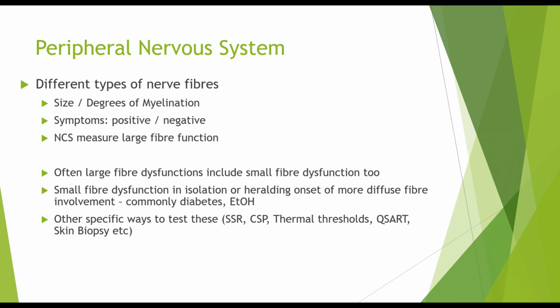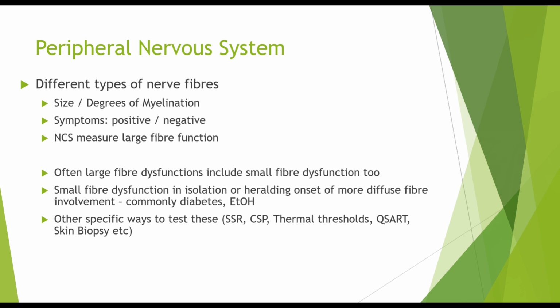Importantly, in terms of why I'm talking about this right now, the nerve conduction studies basically measure large fibre function, and it's important to bear this in mind. Of course, large fibre dysfunctions will often include a small fibre dysfunction as well. So if, for example, you have a patient who has got a predominantly small fibre dysfunction and one's looking for evidence of this, and that is quite difficult to do directly, if there is already a large fibre dysfunction, then that can certainly cover that too.